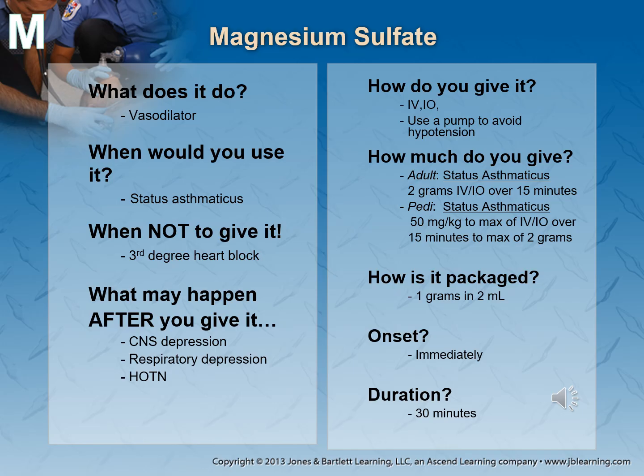You can give it IV or IO. This needs to go on a medication pump. It needs to be given over 15 minutes. So for an adult, it's 2 grams IV over 15 minutes. And a pediatric dose is 50 milligrams per kilogram to a max of the 2 grams over 15 minutes. How's it packaged?